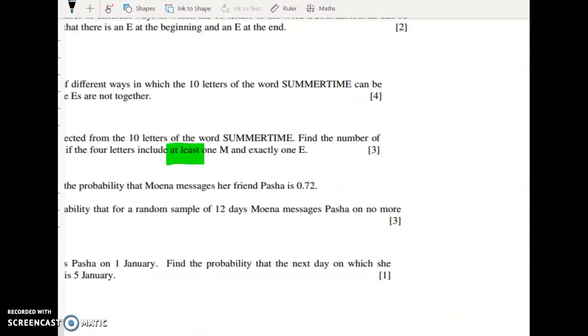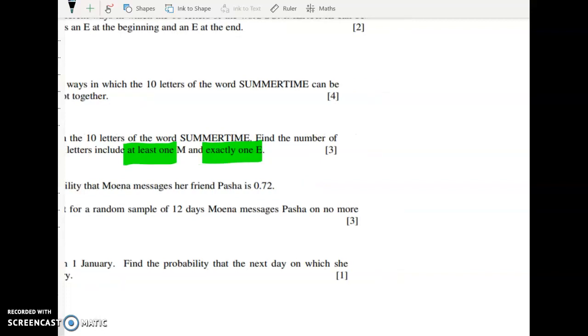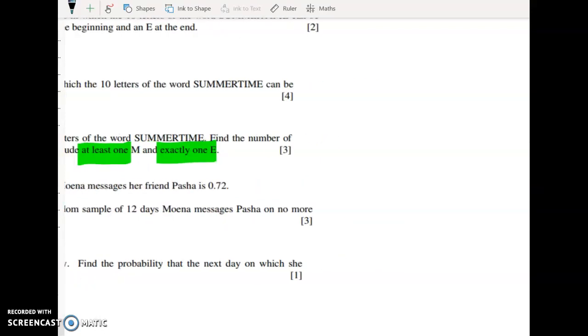So when I get a question like this, I like to break it down into cases. And in this situation, I've got 3 cases. So let's just see what makes this easy. We're told that we have to have exactly one E and that we have to have at least one M. We've got 3 M's altogether.